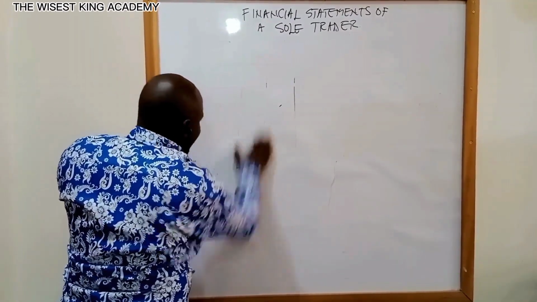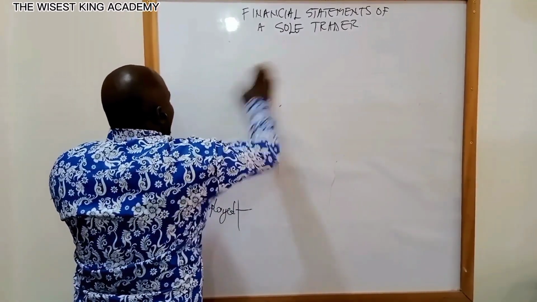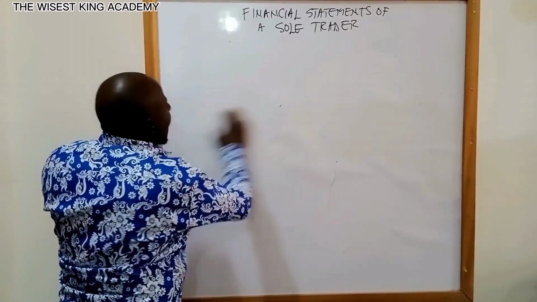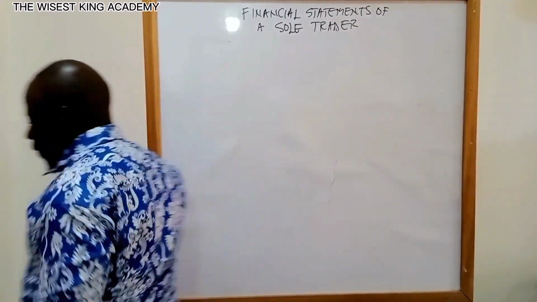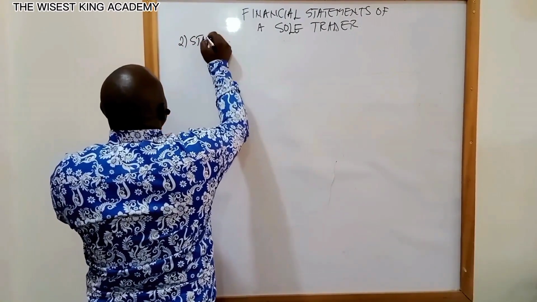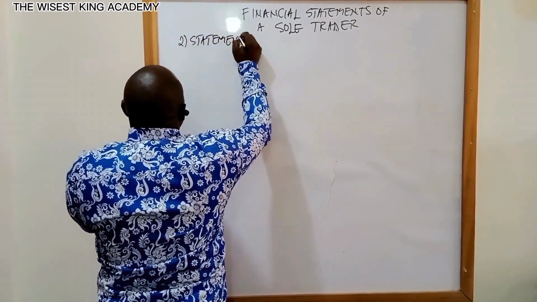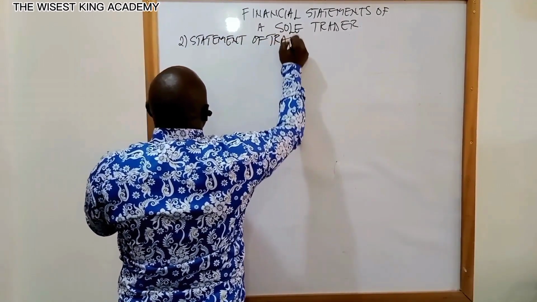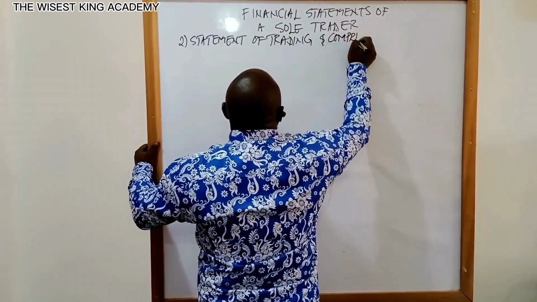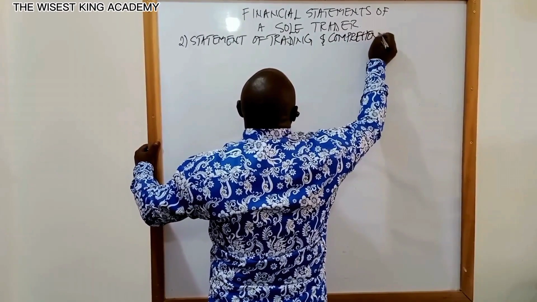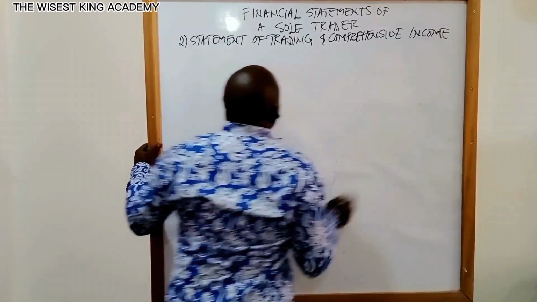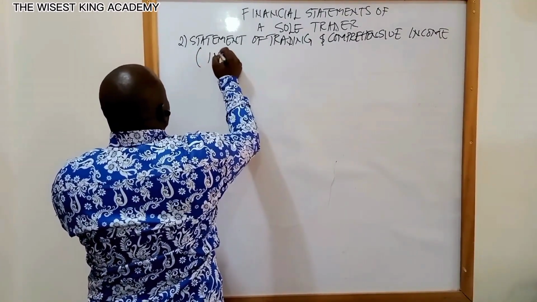The second type of financial statement is called the statement of trading and comprehensive income. That's really long, so I'm going to just call it the income statement.